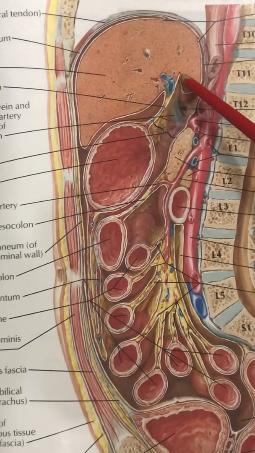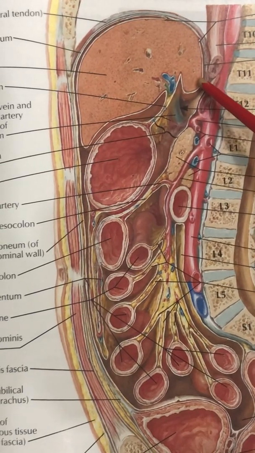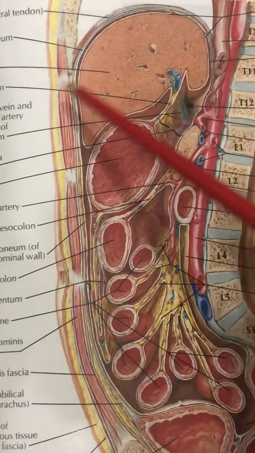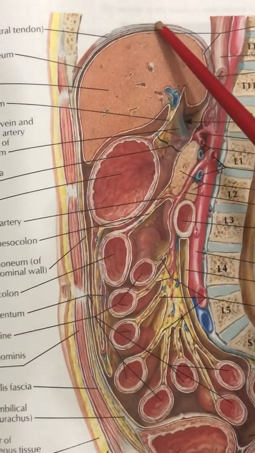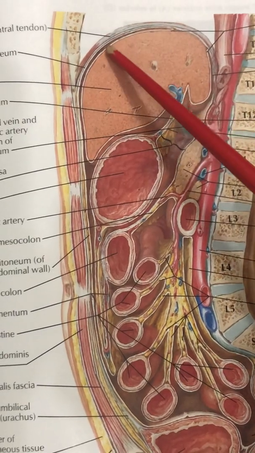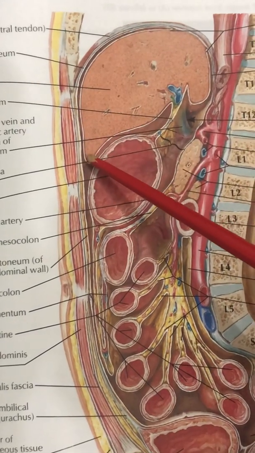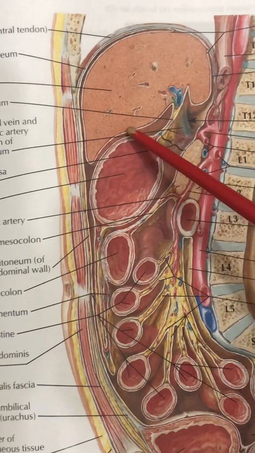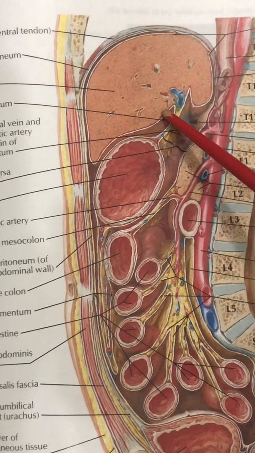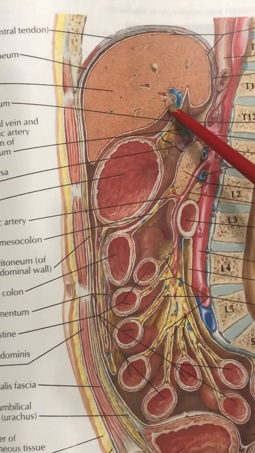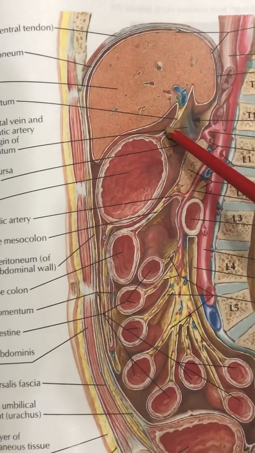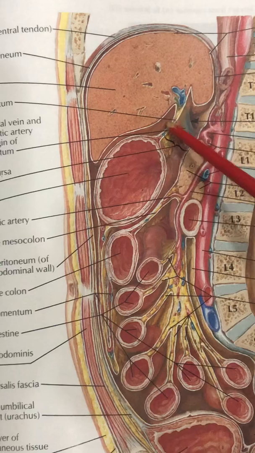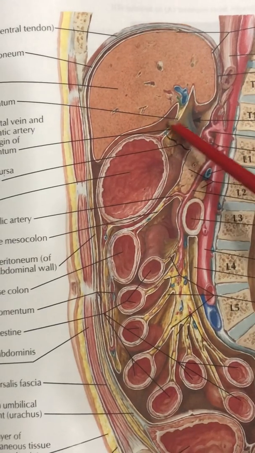This is peritoneum. Here it was parietal peritoneum. When it reflected onto the surface of the liver, it became visceral peritoneum, because the liver is a viscera. And here you can see it reflected from the undersurface of the liver at porta hepatis, and it became the anterior layer of the lesser omentum.